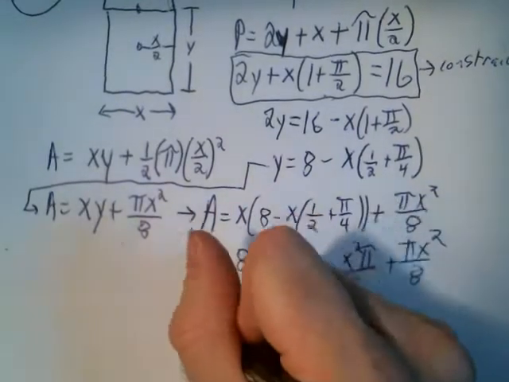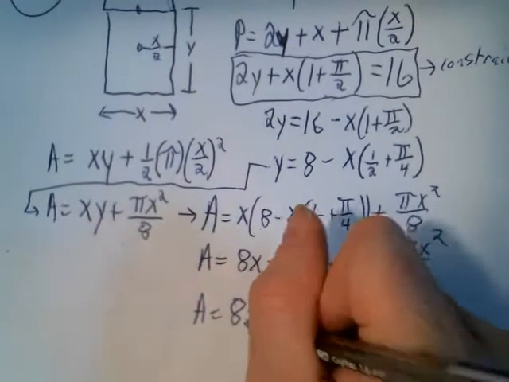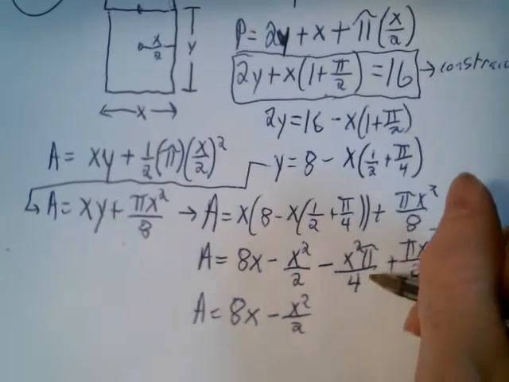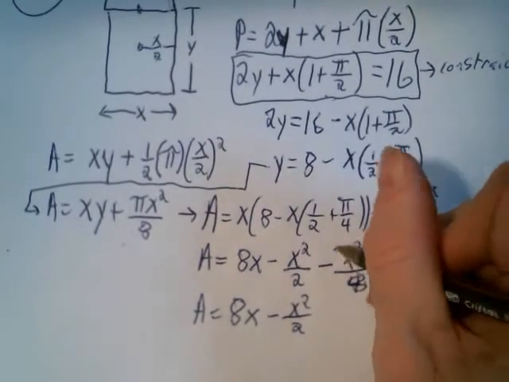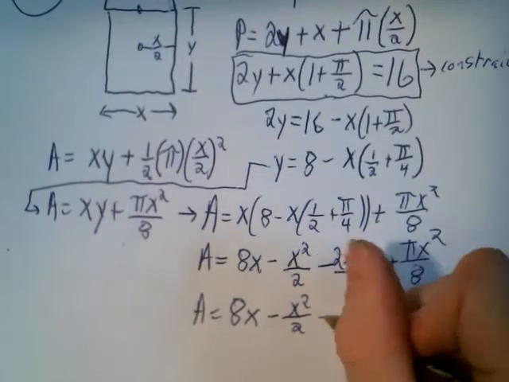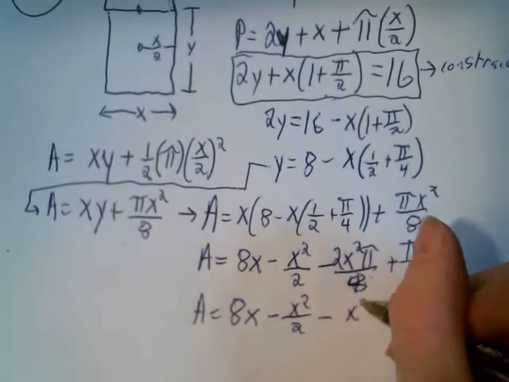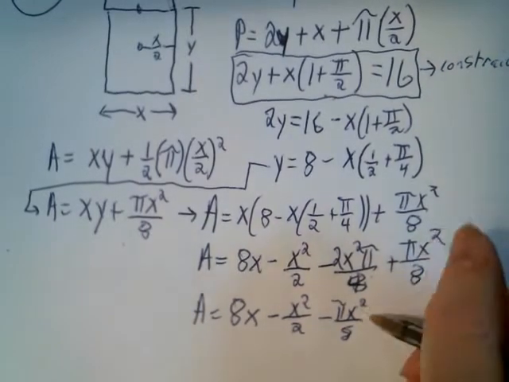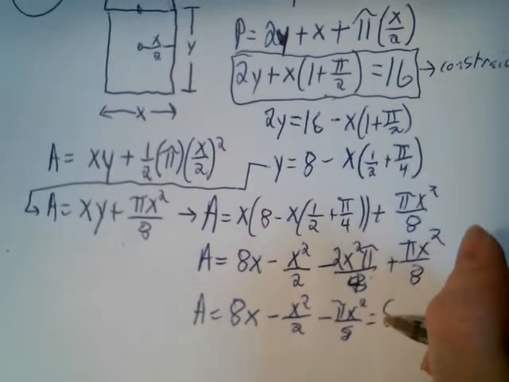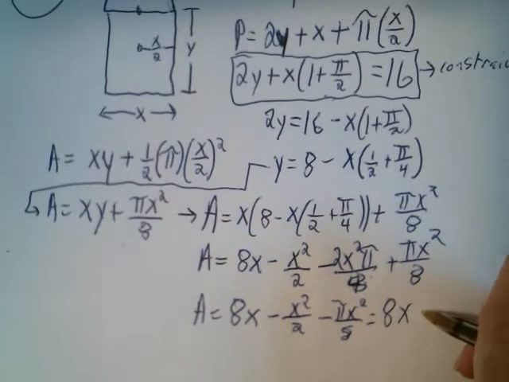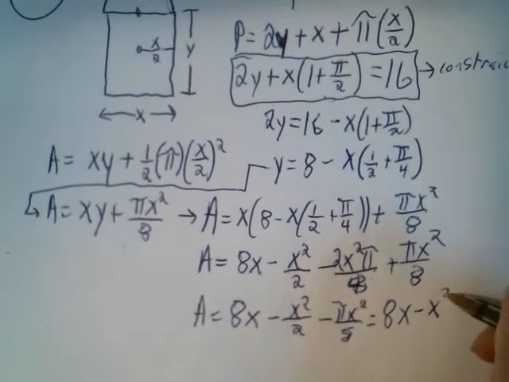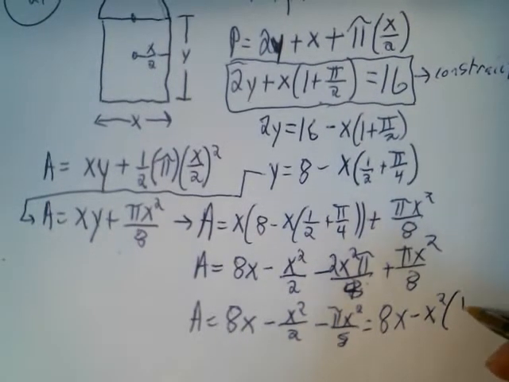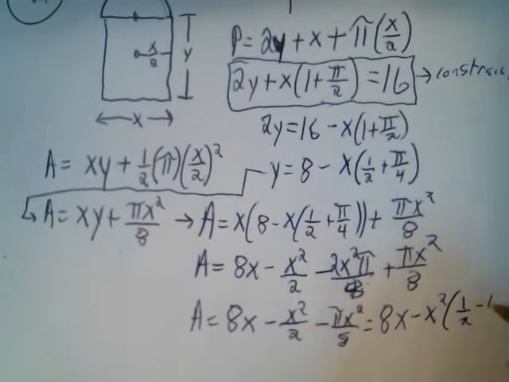Okay, I want to simplify the heck out of this. So I have 8x minus x squared over 2, and with a common denominator, minus pi x squared over 8. And then I'm going to factor out the x squared, so I'll have 8x minus x squared times this constant of 1/2 minus pi over 8.